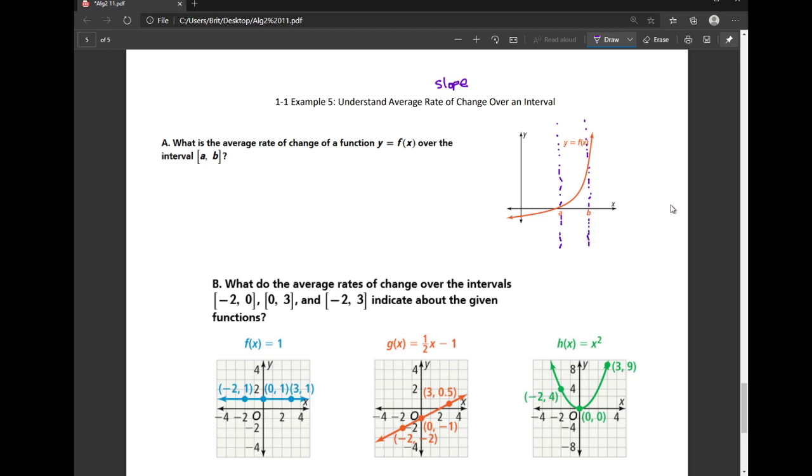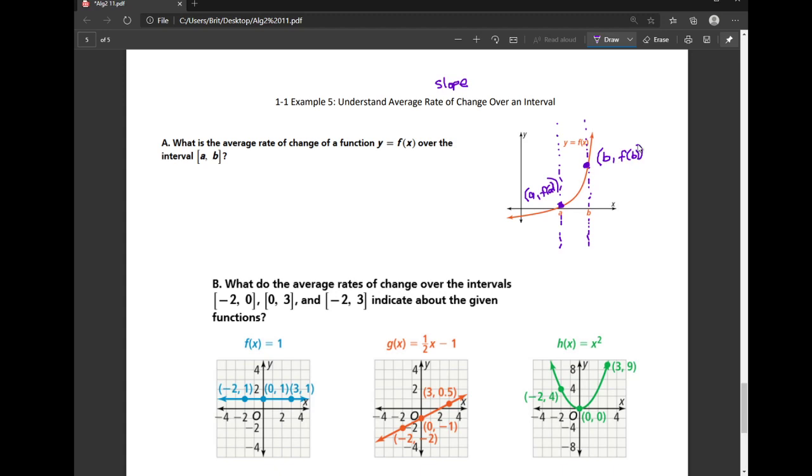Now, if I were to plug a into the function, I would get some y value. That's how we generate the graph. We would call that f of a. That's just the y value that comes in there. So the ordered pair at this point is (a, f(a)). Now if I were to plug in b into the function, I would get another y value. And the ordered pair for that point on the function would be (b, f(b)).